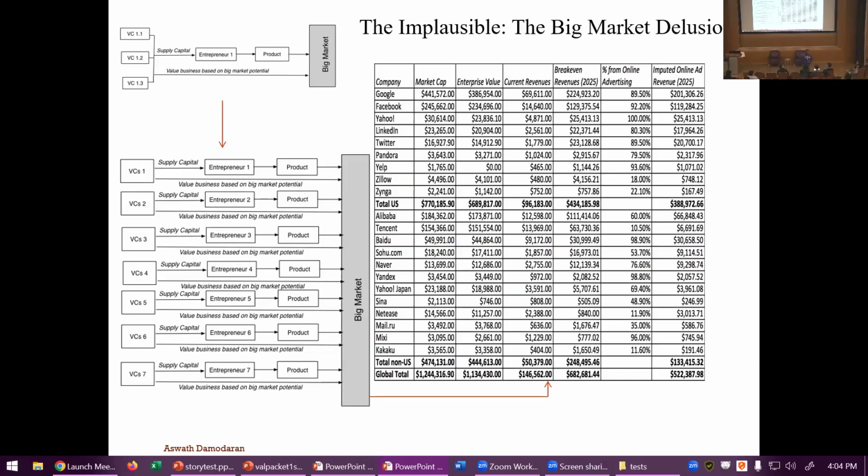So I call this the big market delusion because every time you see a market, right now it's AI, 10 years from now, I don't know what it'll be. But even in the 40 years I played it, I've seen 4 big markets roll through, and every single time this happens.